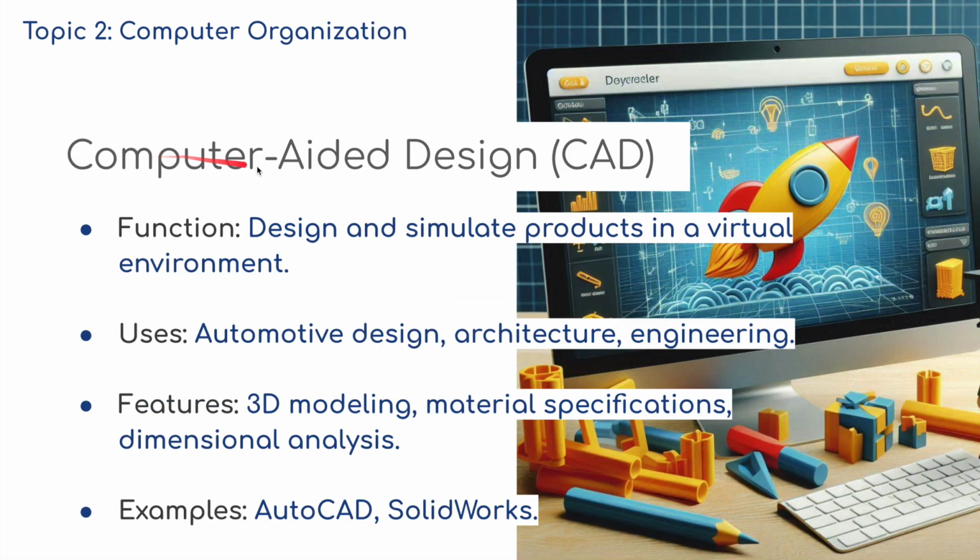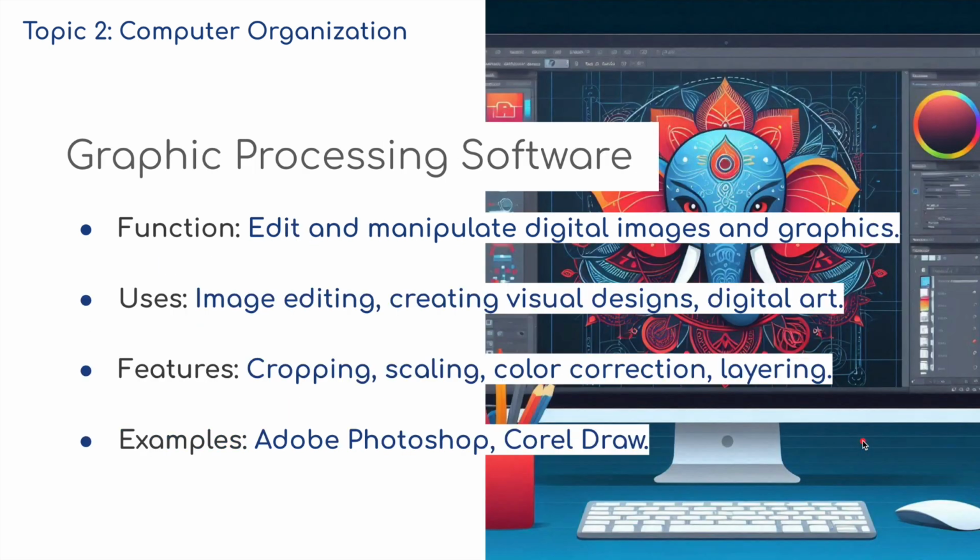CAD, as we mentioned before, is computer-aided design. It is used to design and simulate products in a virtual environment, linking through to 3D modeling and 3D printing. Used for automotive design, architecture, engineering. Features include 3D modeling, material specifications, dimensional analysis. Good examples would include AutoCAD, SolidWorks, and if you're using it in school, Tinkercad and Google's SketchUp as well.